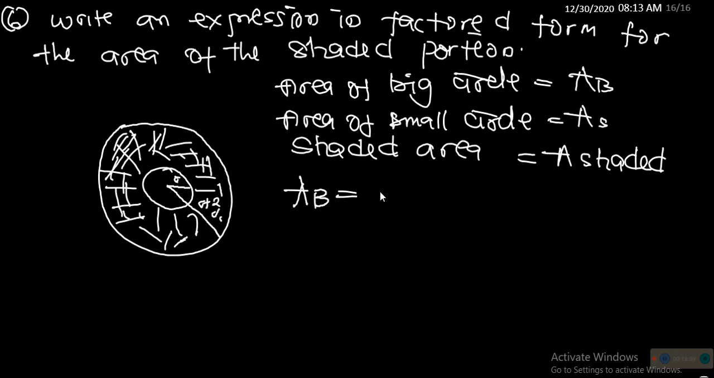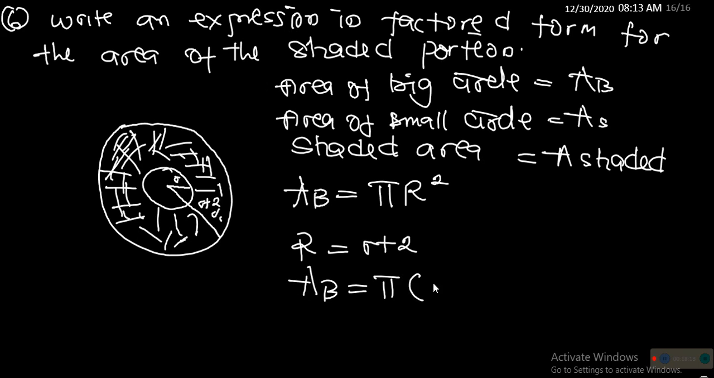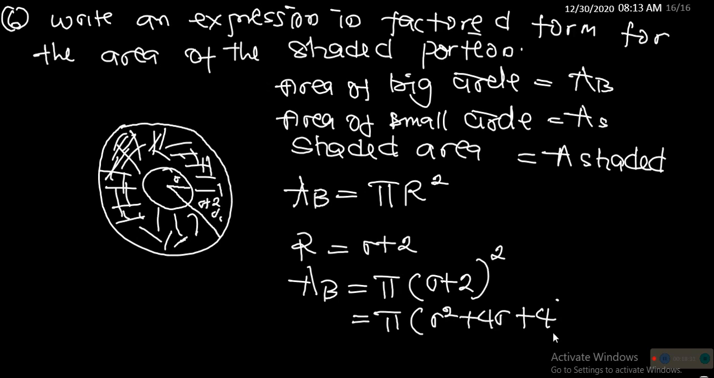Area of the big circle, we know that area is pi r squared, and the radius of the big circle is r plus 2. So we have AB equals pi into (r plus 2) all squared. If you apply the identity to expand this, you have r squared plus 4r plus 4. And that is the area of the big circle. Now we can calculate the area of the small circle, which is pi r squared, and the radius of the small circle of course is r.